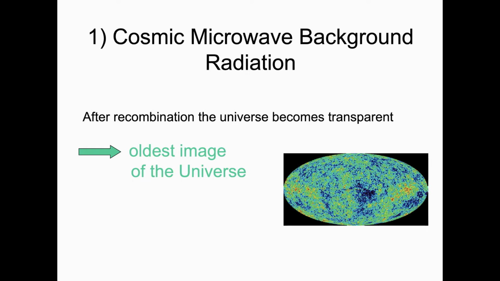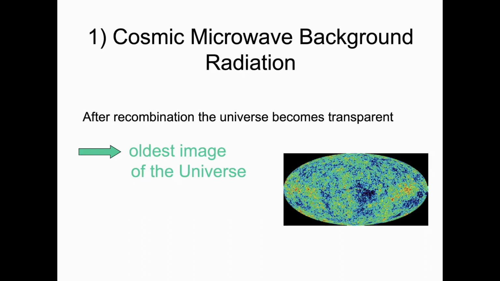Good. And this is what we call the oldest image of the universe, because this is the last time that these photons have been emitted, with the last interaction with the matter at that time. And so we see the oldest image that we can see of the universe. And this looks like this. So it comes from all directions.